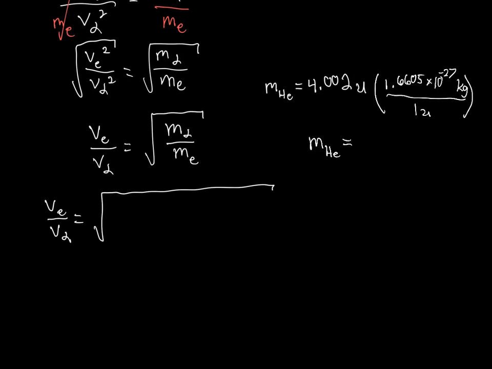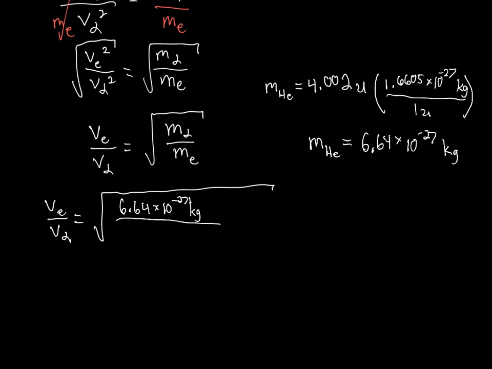What'd you get? Times 10 to the negative 27 kilograms. Is that what we got? Yeah? 2 tables got it, must be right. The other 2 tables are just silent. So that's the mass of our helium. We plug that right in: 6.64 times 10 to the negative 27 kilograms.